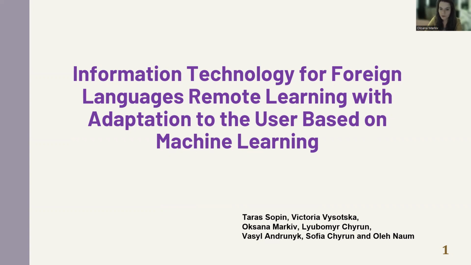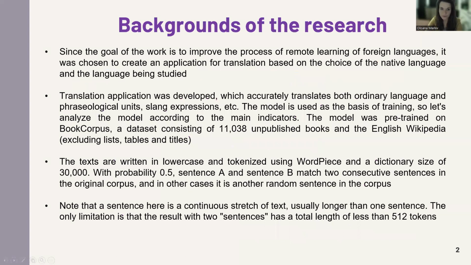Since the goal of the work is to improve the process of remote learning in foreign languages, it was chosen to create an application for translation based on the choice of the native language and the language being studied. Accordingly, it becomes necessary to use an artificial neural network to solve classification tasks. It determines the purpose of the work.